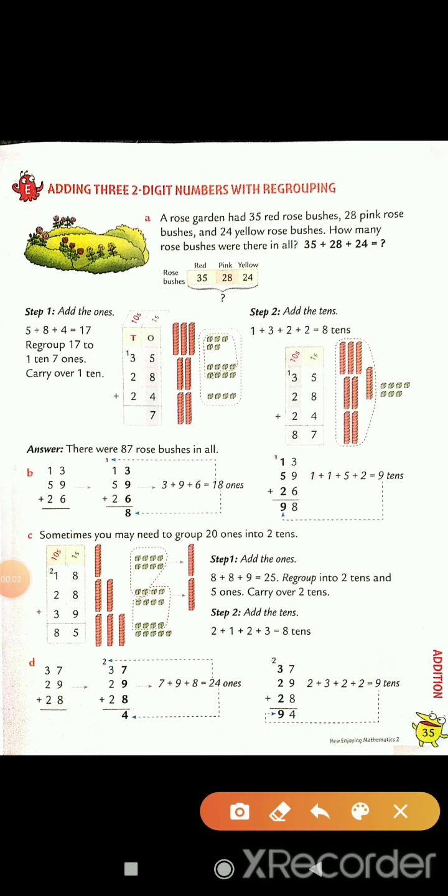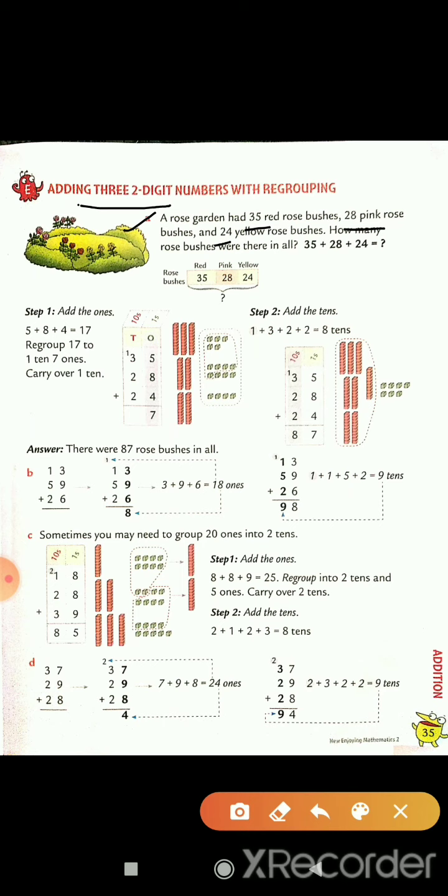Moving further, our next topic is adding 3 two-digit numbers with regrouping. Now, if we have two-digit numbers, then how can we add? So let us start. A. A rose garden had 35 red rose bushes, 28 pink rose bushes, and 24 yellow rose bushes. How many rose bushes were there in all?